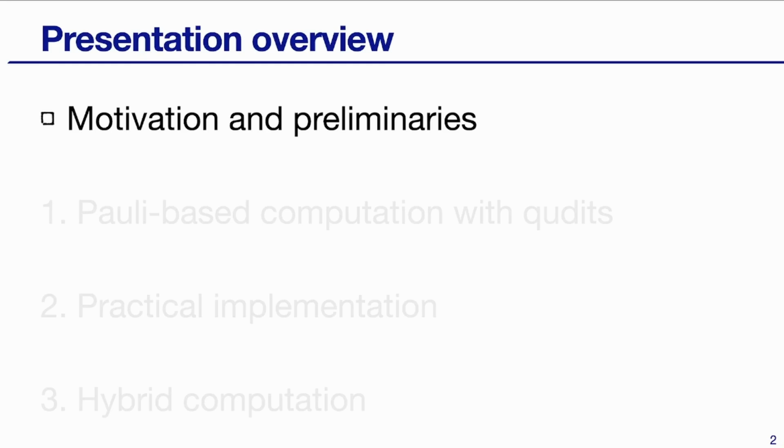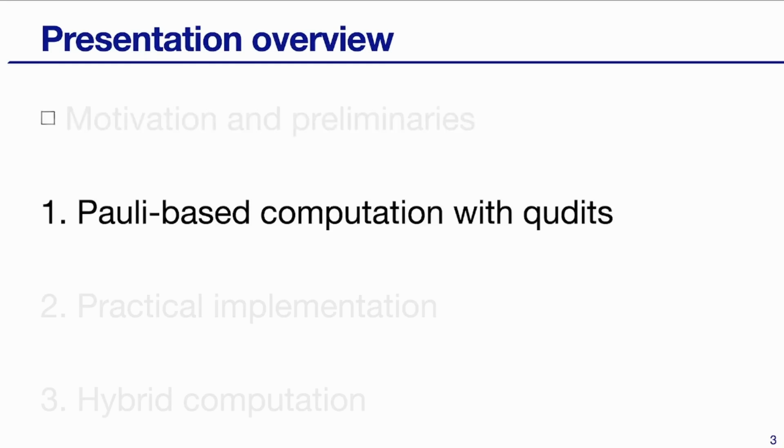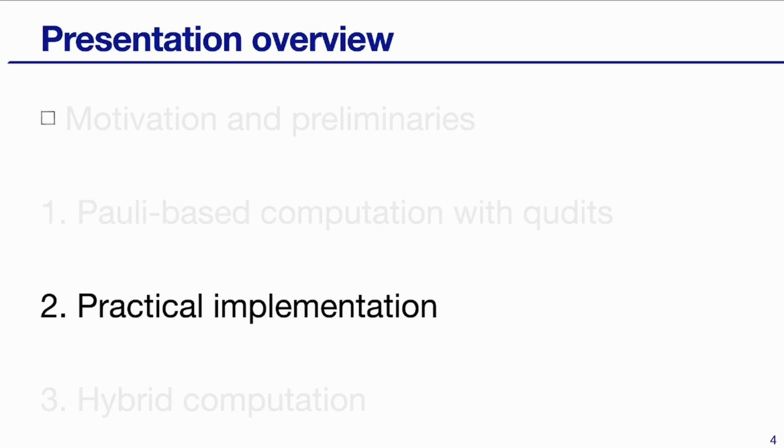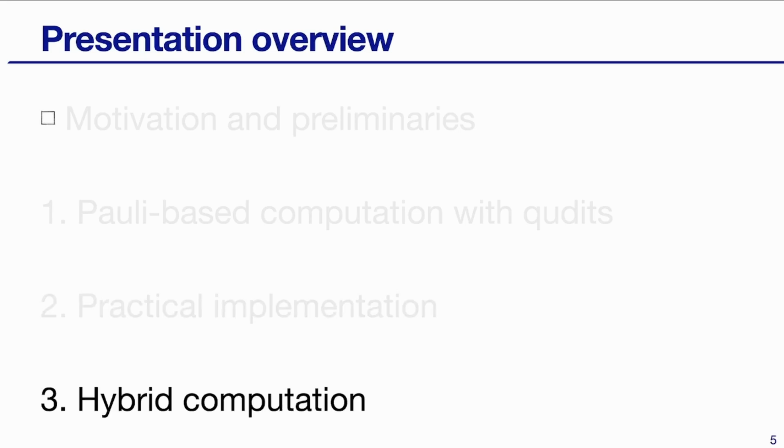I will start with some background concepts that you will need for understanding this work. Then I will move on to explaining Pauli-based computation with higher dimensional qubits. So in particular, I will focus on odd prime dimensional qubits. I will then explain how we can carry out a Pauli-based computation in practice. And finally, I will discuss the cost of hybrid computation with qubits of different dimensions.